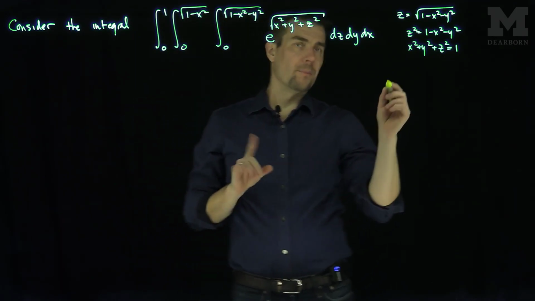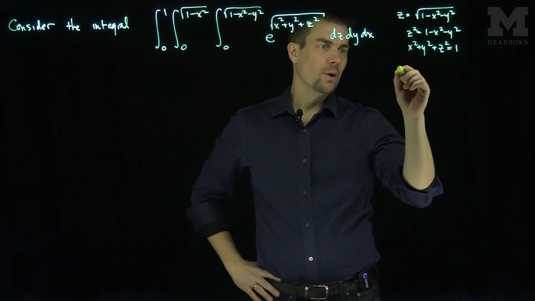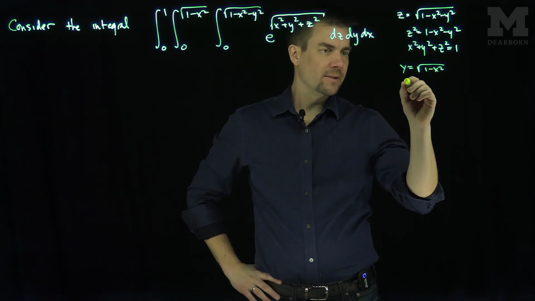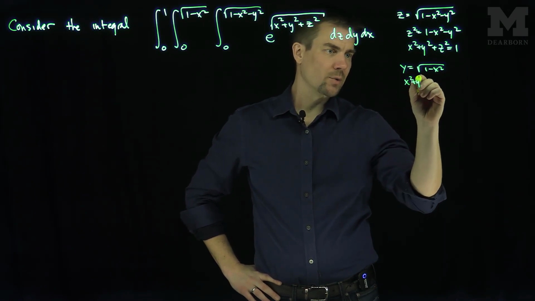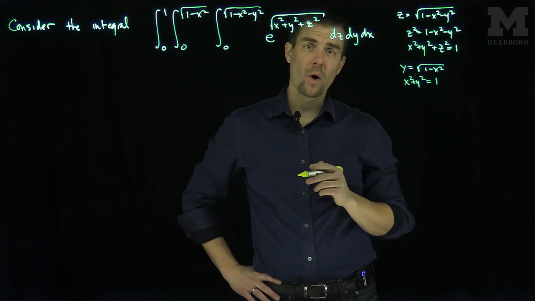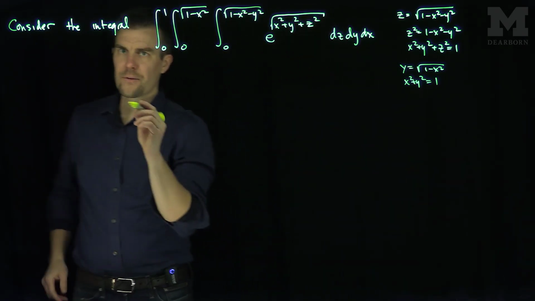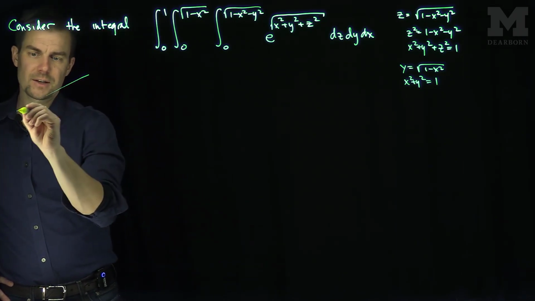Where does y go from? Y goes from 0 up to this square root over here. And that's the same as saying that x squared plus y squared is equal to 1. So y goes from 0 up to this unit circle. So if we're to plot this region of integration, what we have is this.